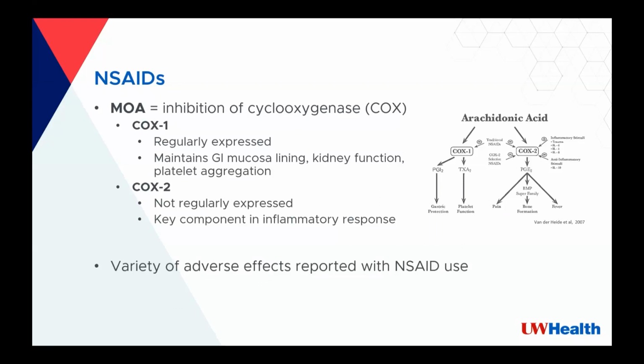As we know, there are a variety of adverse events reported with NSAID use, and oftentimes these are directly correlated with whether or not they are COX-1 or COX-2 inhibitors. So for example, when we think about ibuprofen, which is a strong COX-1 inhibitor, we think about common side effects being GI ulcers and increased risk of bleeding, just due to that COX-1 inhibition.